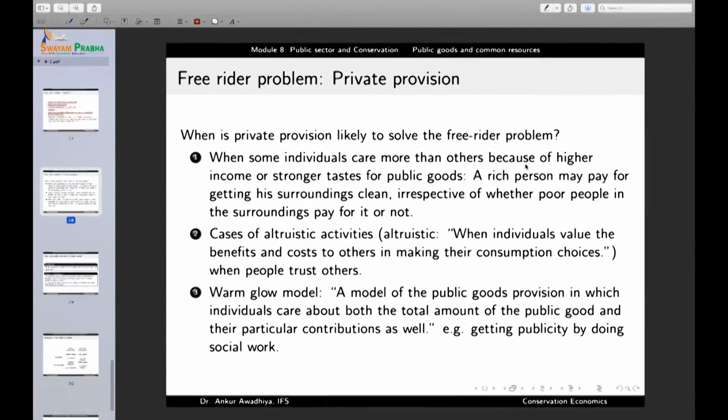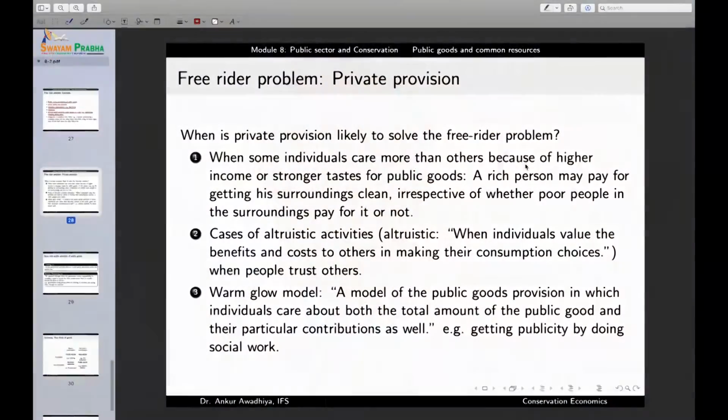Now, in certain situations, the free rider problem is very easily solved through private provisioning, such as when some individuals care more than others because of their higher income or stronger taste for public goods. So, a rich person may pay for getting his surroundings clean, irrespective of whether poor people in the surroundings pay for it or not. Now, in this case, the public good will be made available by the rich person for the use of everybody because he cares so much about his clean surroundings that he does not care about whether others are paying for it or not.